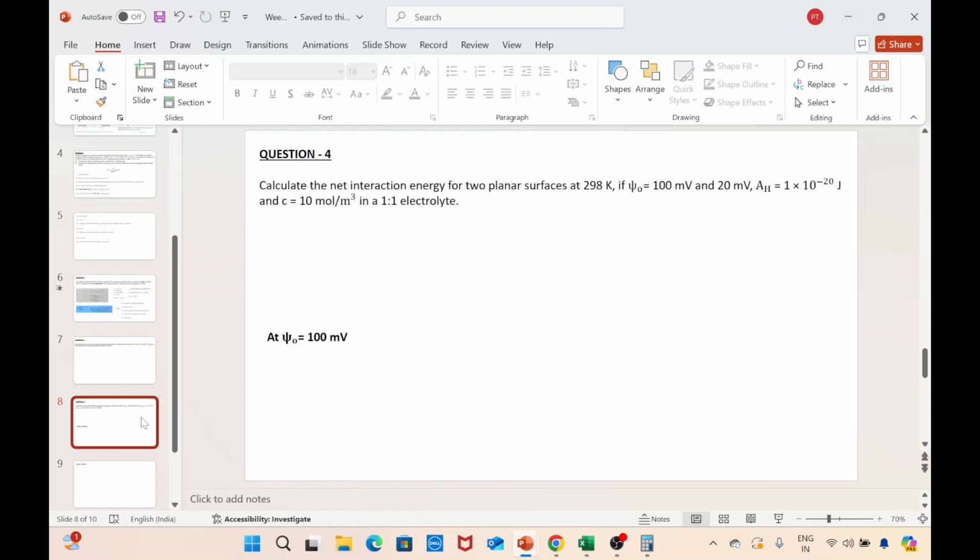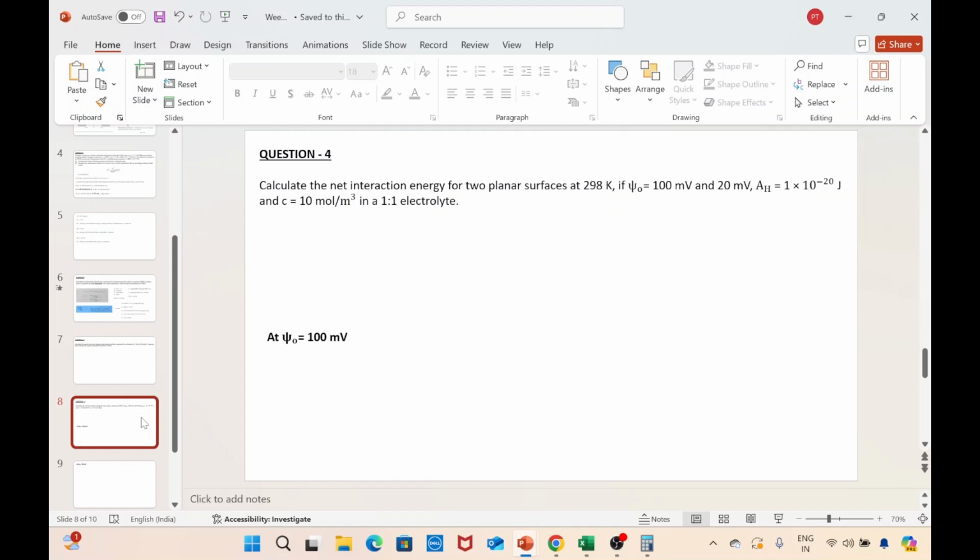So here you have two different cases. One case where you are going to consider your surface potential as 100 millivolt, and the second case is where you are going to consider your surface potential as 20 millivolts. We have the Hamaker's constant value as 1 into 10 to the power minus 20 joules, and concentration is given as 10 mole per meter cube, and this is present in a 1:1 symmetric electrolyte. So we are asked to calculate the net interaction energy.